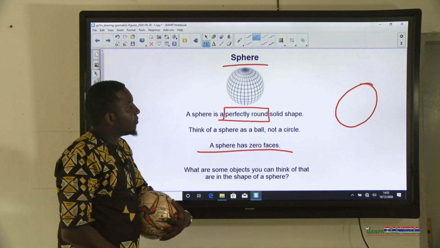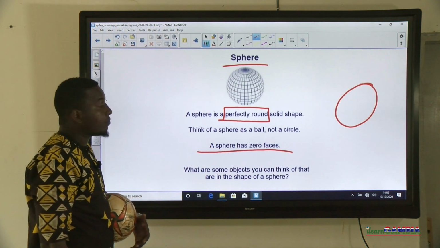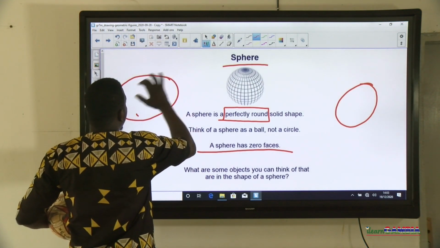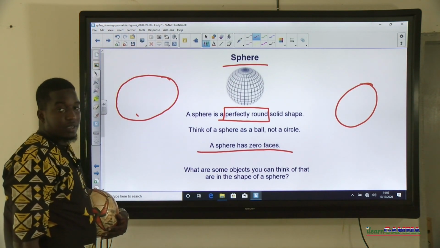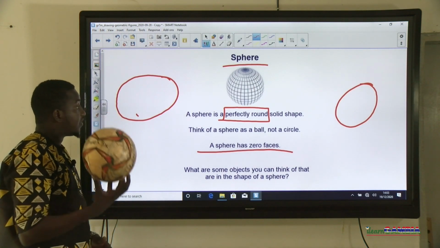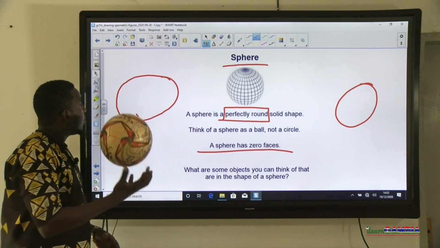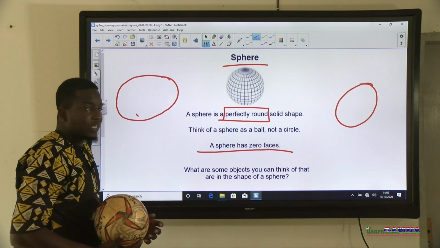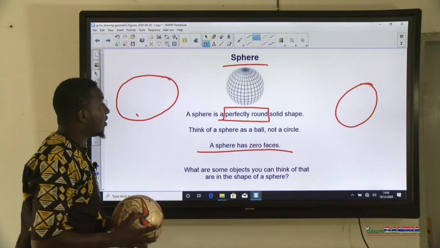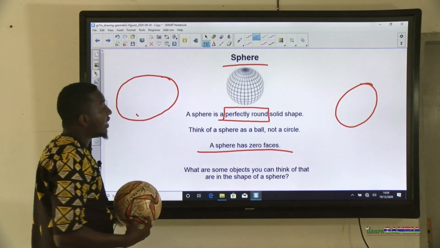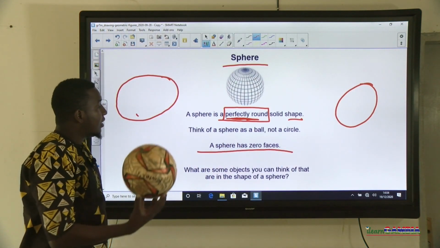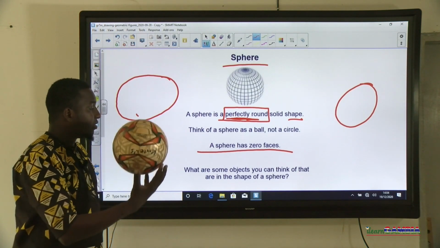Now when you have an object that is probably oval, let's say an egg. If this is going to be the egg for us, if you look at the egg, it is not perfectly round, so it is not spherical. It is not a sphere. So objects like eggs and other things that are oval, we cannot call them spheres because they are not spherical, because they don't have a perfectly round shape. They have to be perfectly round in order for us to classify them as spheres.